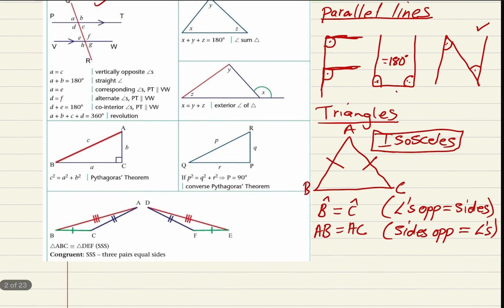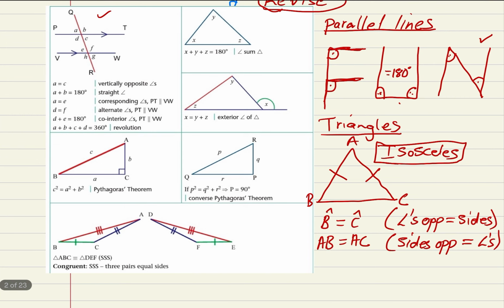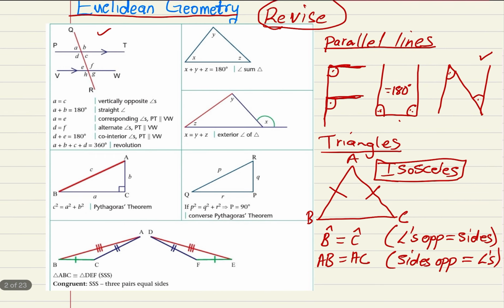Then we continue with other triangles, but basically this is what we need to know: the sum of the interior angles of a triangle is always equal to 180 degrees. Then number two, we have the exterior angle of a triangle, which is equal to the sum of the opposite interior angles.